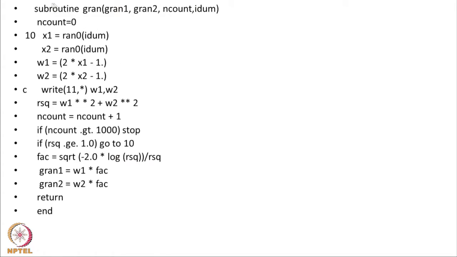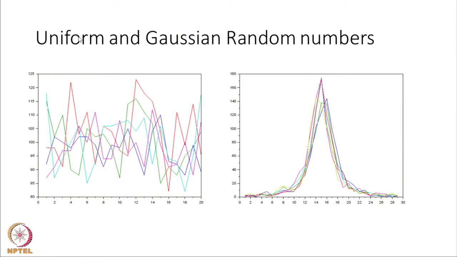So, this is calling the subroutine gran. It calls ran 0. Ran 0 I have already explained. You add all the lines for the ran 0 function in this program. So, the results of these two programs are as such.